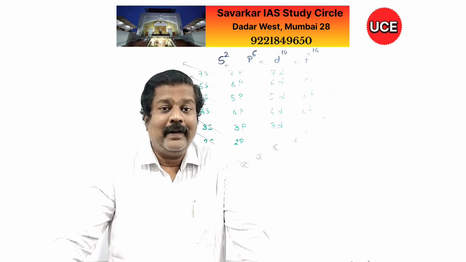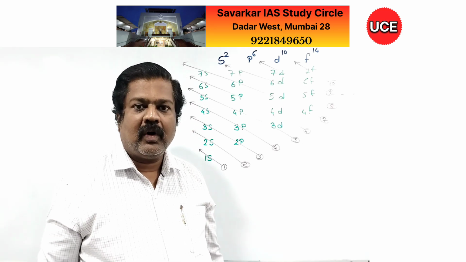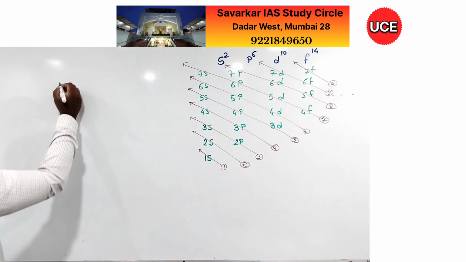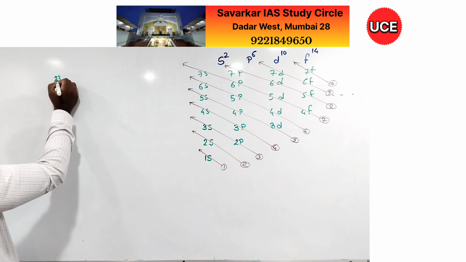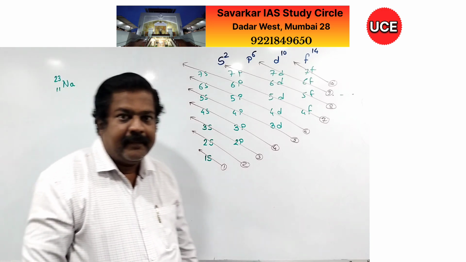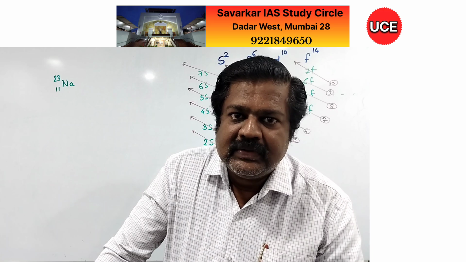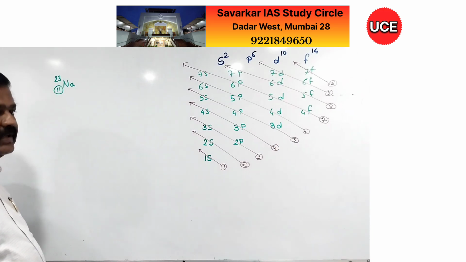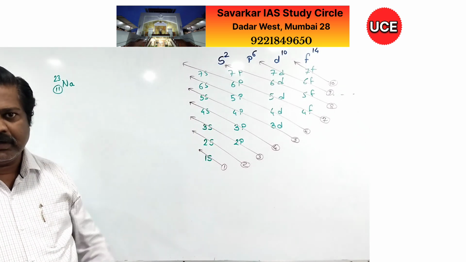Now, how to carry out electronic configuration? Let us perform it for sodium. I am writing here sodium, atomic number 11, mass number 23. We discussed this. How many electrons are there in sodium? Answer is 11. Why? Because this is atomic number. Now I have to arrange 11 electrons here.